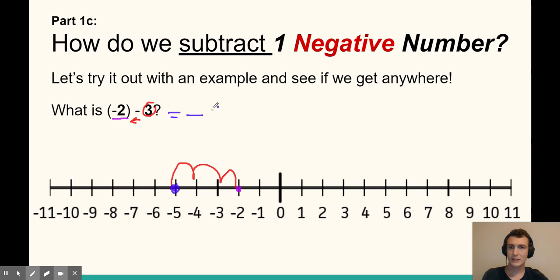Negative 5. Start at that first number. Go to the left, or check if there are any doubles, positives and negatives together, and then we go to the left or right however many that second number is. So 2, negative 2, minus 3.